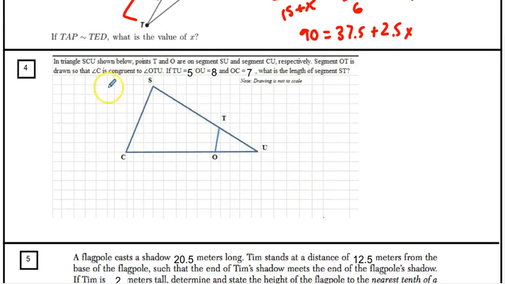Moving on to this one. Well, if you read all the statement, it tells us that segment OT is drawn so that angle C is congruent to OTU. That is not random information. That is important information. So we're going to mark those as congruent. It then tells us that TU is 5, OU is 8, OC is 7, and we're looking for ST, which is x. Now I'm going to say this again. You cannot use the side splitter theorem. I know they're across from each other, but it never says in the question that the two bases are parallel. It does not say these are parallel.